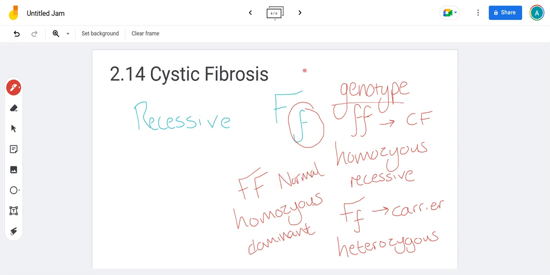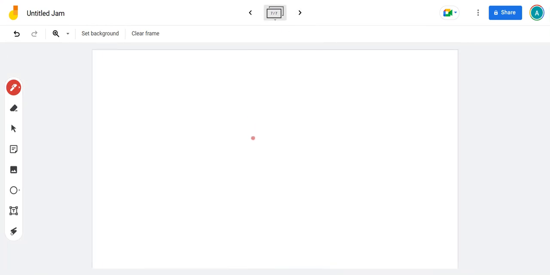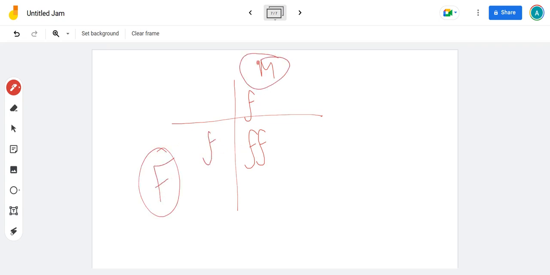So how do you inherit cystic fibrosis? We know that to have cystic fibrosis, we need two lowercase alleles. So one of those must have come from the mother, and one of those must have come from the father. Most likely the mother will have been normal, the father will have been normal, so both of them would have been heterozygous, and therefore the genetic cross looks like this.